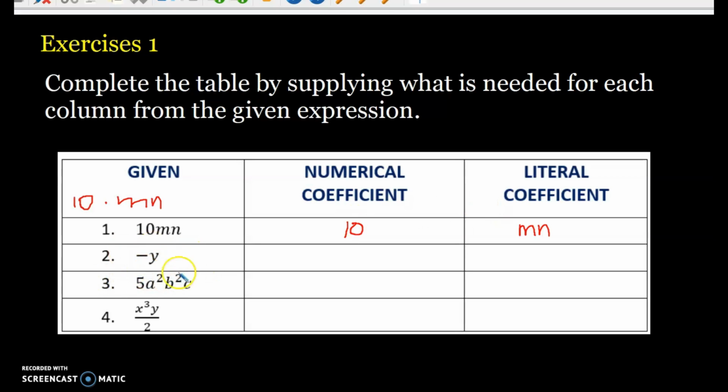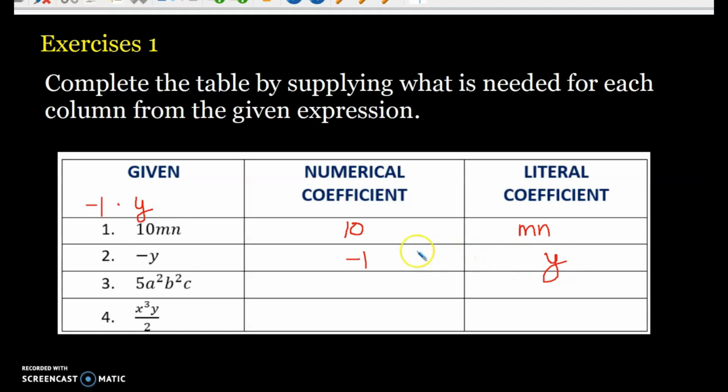In number 2, the given is negative y. As you can see, there's no number written beside y. In algebra, if there's no number written beside y, it is understood to be 1. But since there is a negative sign beside y, it simply implies that the number beside y is negative 1. When we express negative y as a product of two factors, we have negative 1 multiplied by y. So the number factor is negative 1 and the literal coefficient, or the letter factor, is y.